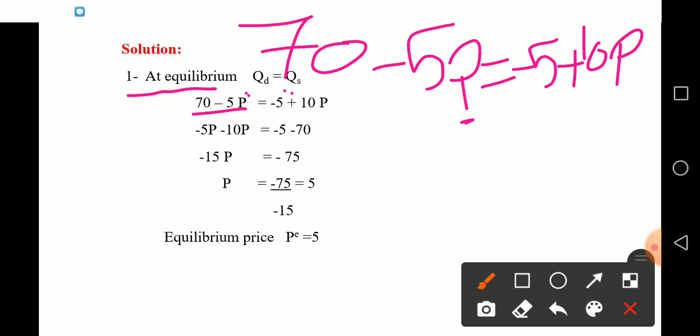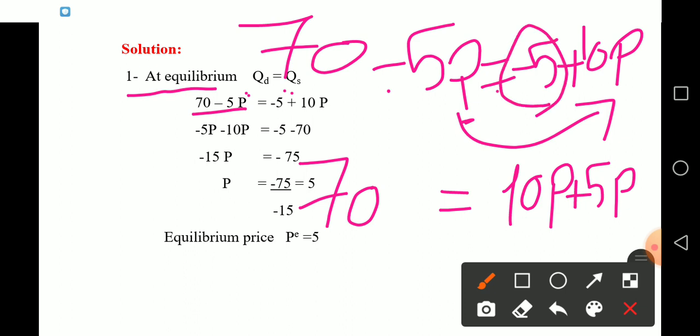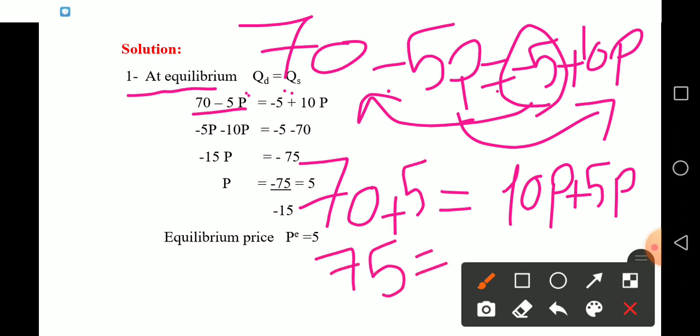Okay, put p together. So negative 5p will go to the other side and change the sign. It's negative here; when it passes the equal sign, it will be positive. So I'm having here 70 equals 10p plus 5p. What about this negative 5? It's a number. I want to put it on the other side with a positive sign. So I'm having plus 5. So this is 75, and this is 10 plus 5, 15p.